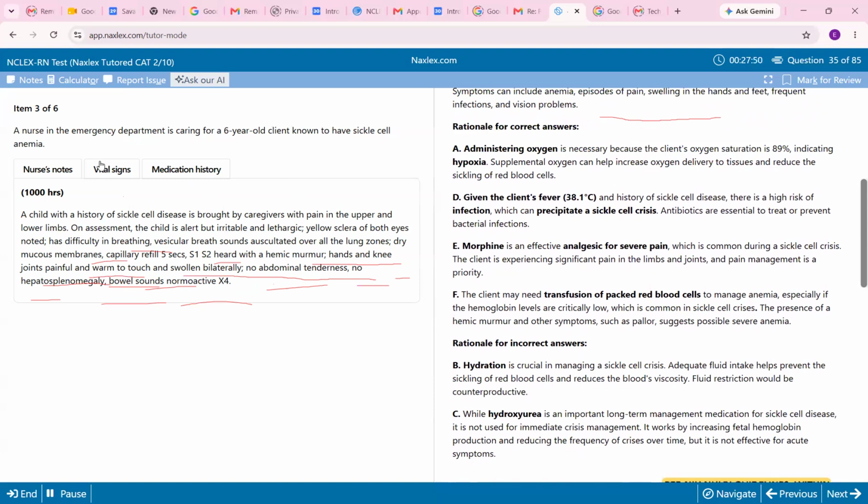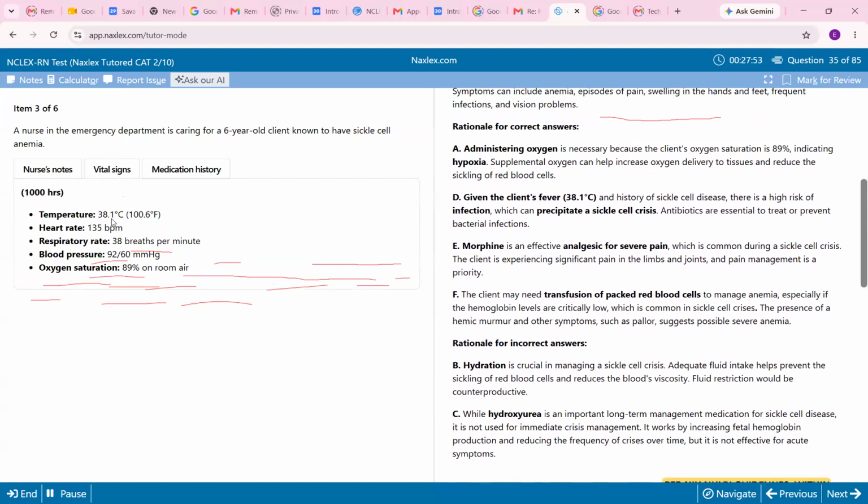So here, yes, why? Because the client has a temperature of 38.1 degrees, that's 100.6 degrees. And when the client has a history of sickle cell disease, there is a higher risk for infection because they are immunocompromised. So when the client is having a sickle cell crisis, to prevent further occurrence of infection, it is better to start with the antibiotic. So note these two points down somewhere because it's a confusing one. Even if we don't know about it, we use hydroxyurea as well as antibiotics in sickle cell disease.